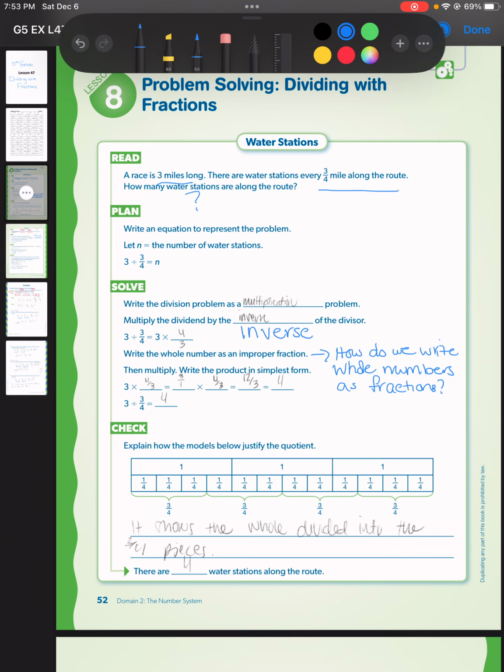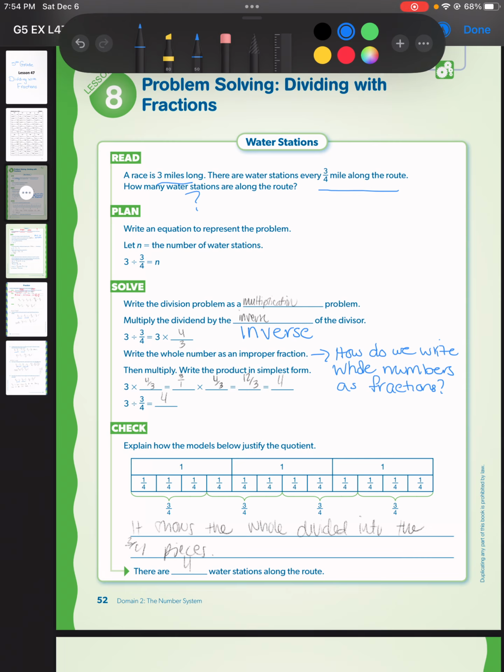You'll see that this problem guides students in setting up the problem. So we're looking for the number of water stations, that is n. We're starting with 3 miles and dividing it into 3/4. And so that's why we set up 3 divided by 3/4. The students are then guided through steps for solving the problem, where they're multiplying by the reciprocal.